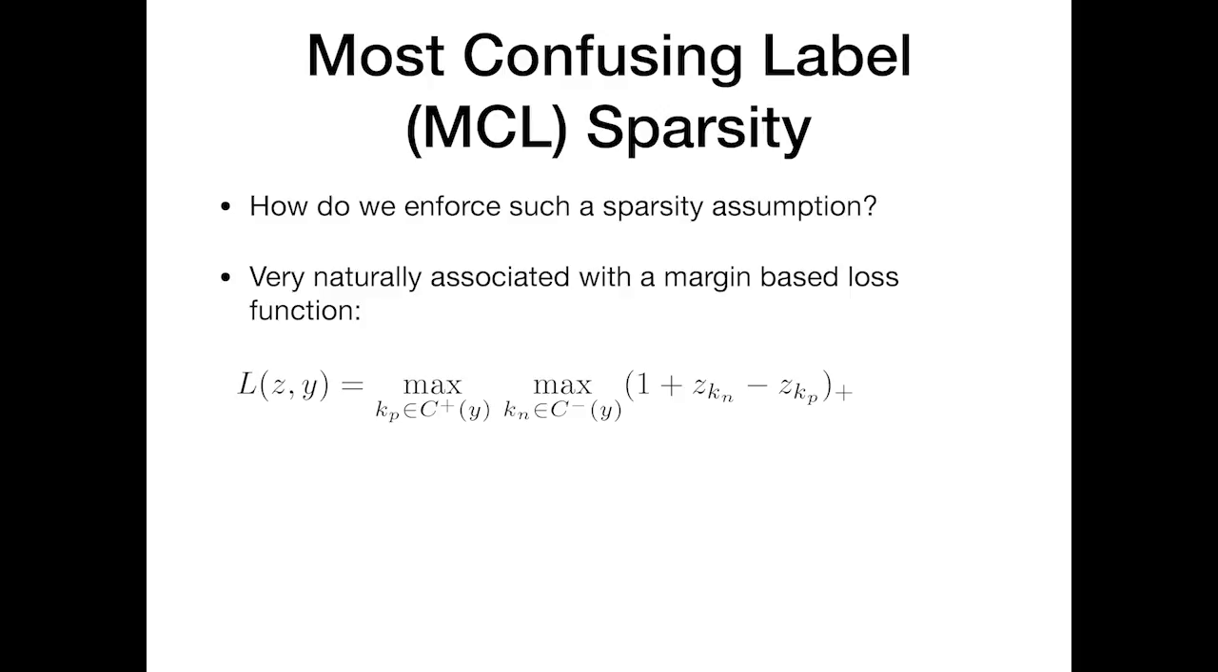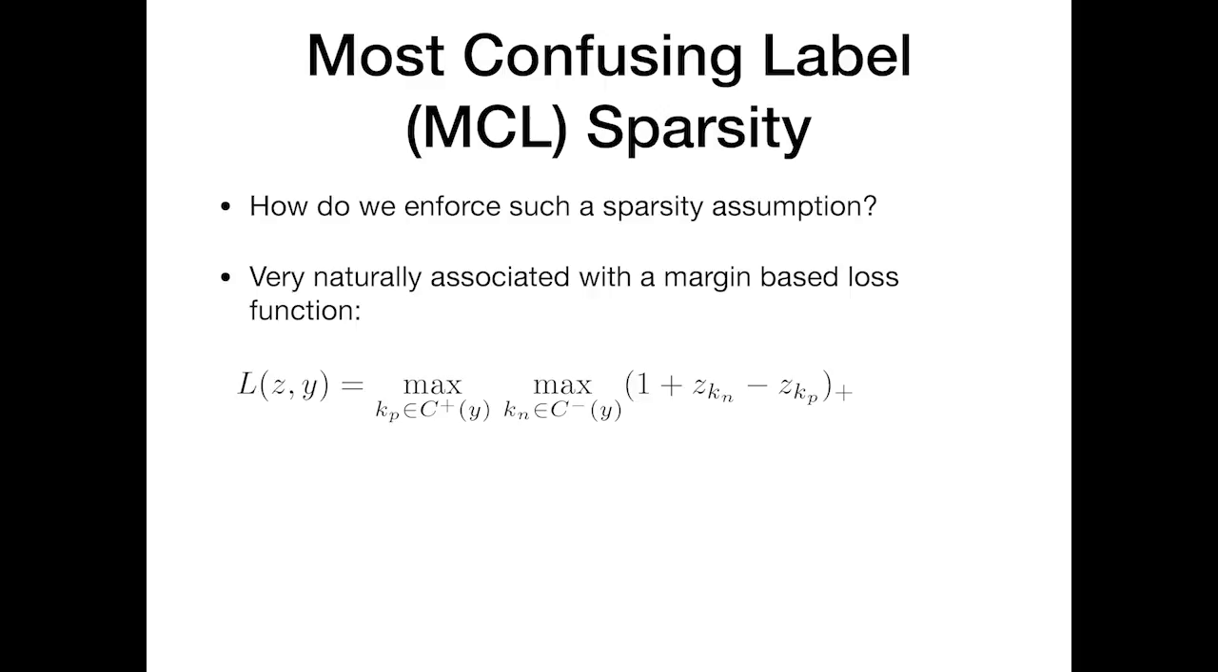So L of z comma y is essentially the cost that we associate with the score vector z given label vector y: how much the negative labels have a higher score than the positive labels. The only way for my score vector to get a cost of 0 is for the minimum score of a positive label to be a margin above the maximum score of a negative label.